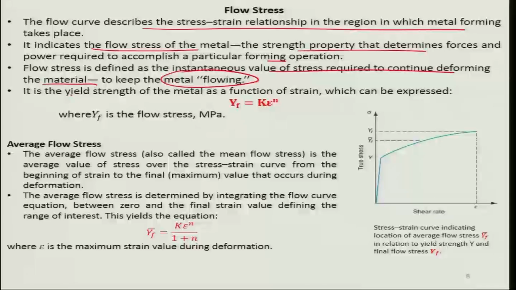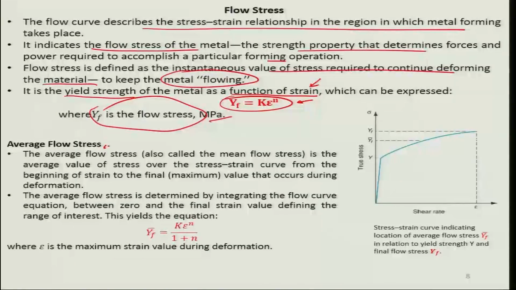If we want to look at the yield strength of the metal as a function of the strain, it can be expressed by this relationship here, Yf equals K epsilon to the power of n. I think we had just detailed this relationship earlier. The only thing is this Yf is the flow stress in the flow region, particularly in MPa, megapascals, and epsilon is basically the strain.